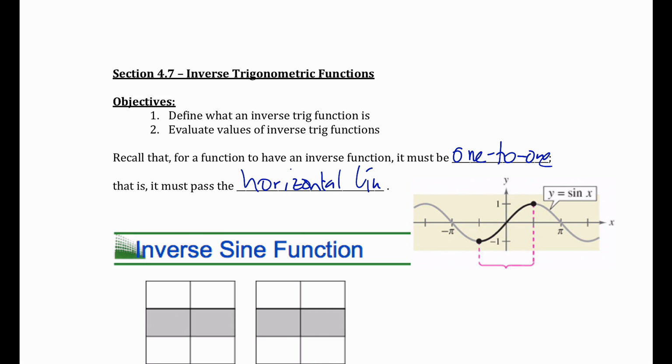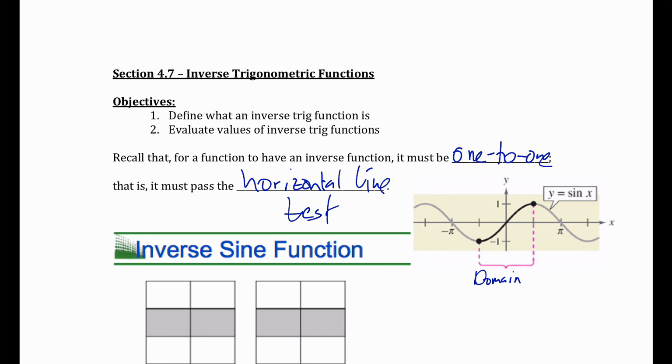I'm writing kind of large here, so I'm going to write a little over here. So it's going to pass the horizontal line test. Now what that means is if I were to draw a horizontal line through sine, it's got to pass only one. Now this line here on this graph is going to cross the curve 3 times. So it fails. So instead, we're going to implement what we call a domain restriction.